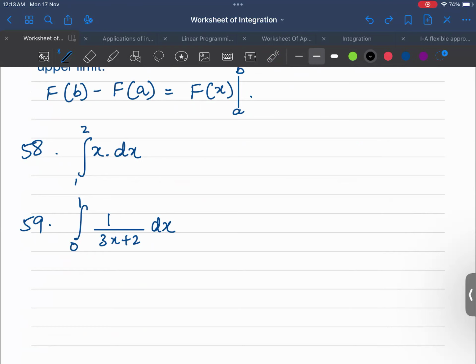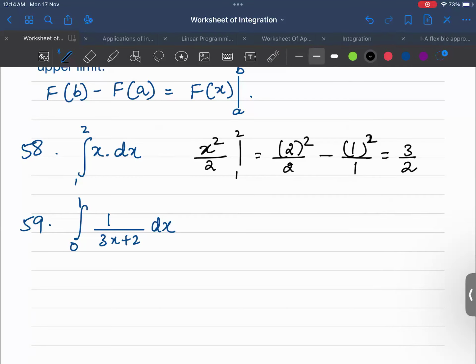When we are integrating from 1 to 2, meaning the lower limit is 1 and the upper limit is 2, x dx. How to solve it? Simple. First of all, we simply integrate it like x squared over 2, the way we do it for x. And then we say it's from 1 to 2. Now keeping the value of x to be 2, minus keeping the value as the lower limit 1, it will be 3 by 2.